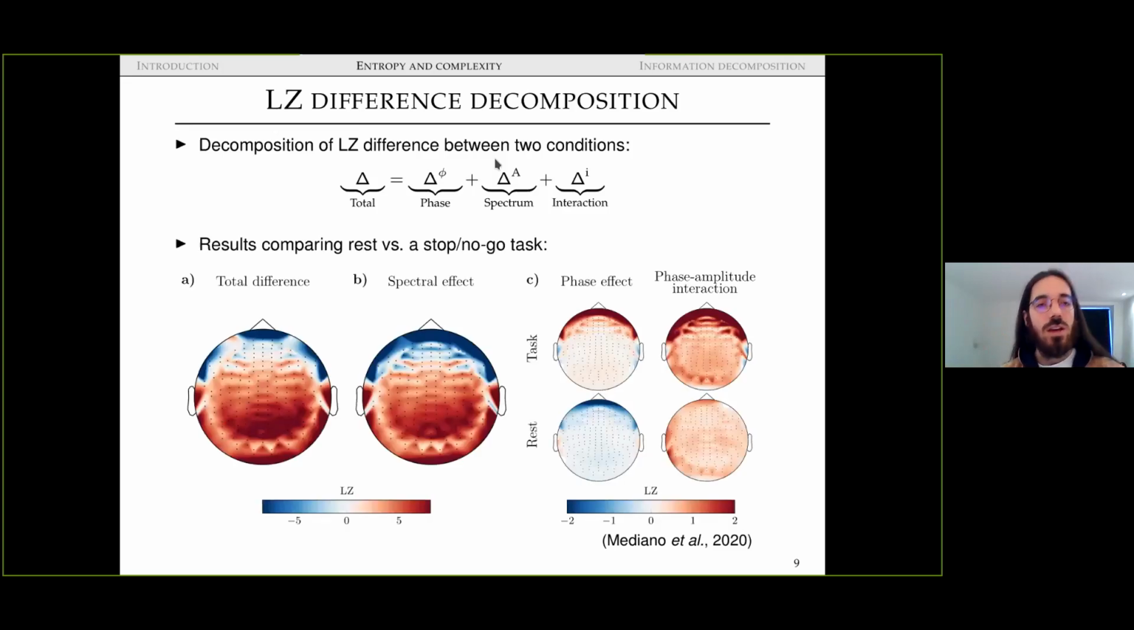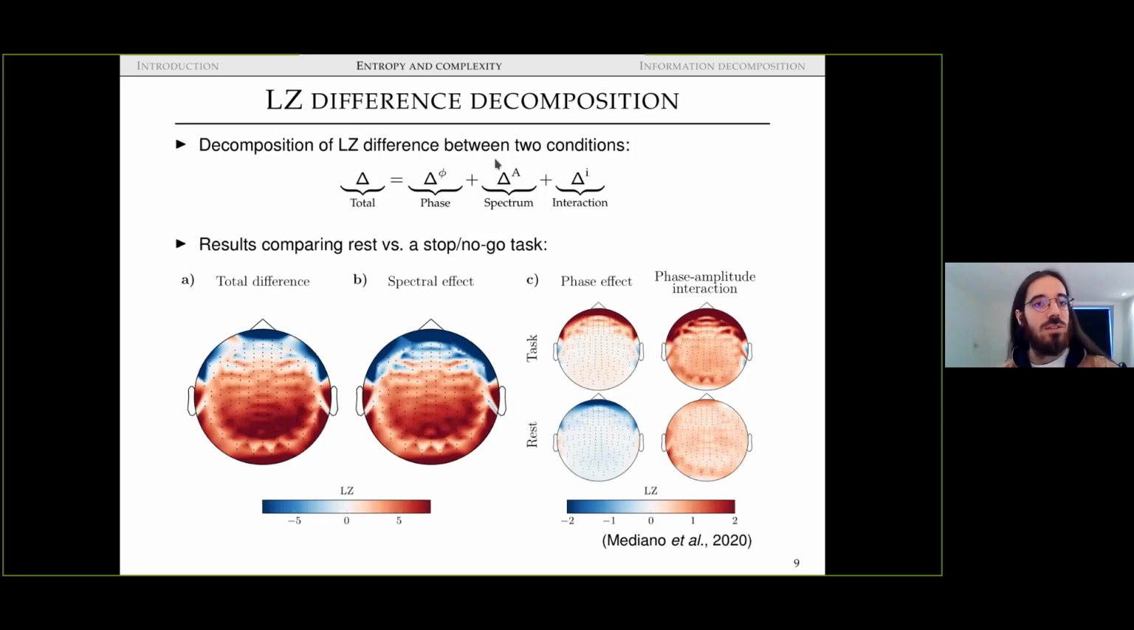For example, we applied this to the MEG data in the CamCAN dataset, in particular comparing rest versus a stop-no-go task. And what we can basically do is decompose the differences that we observe into these different types of effects.